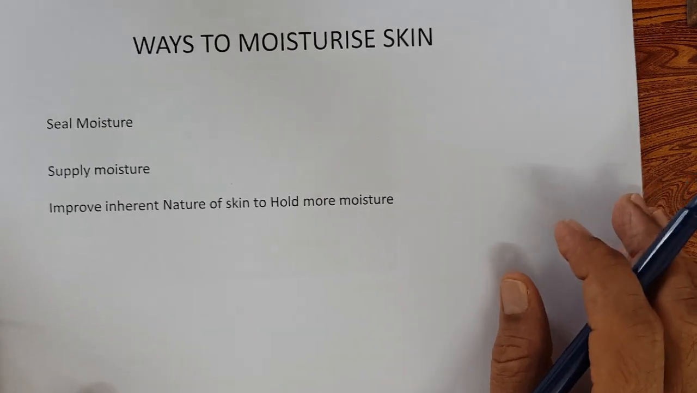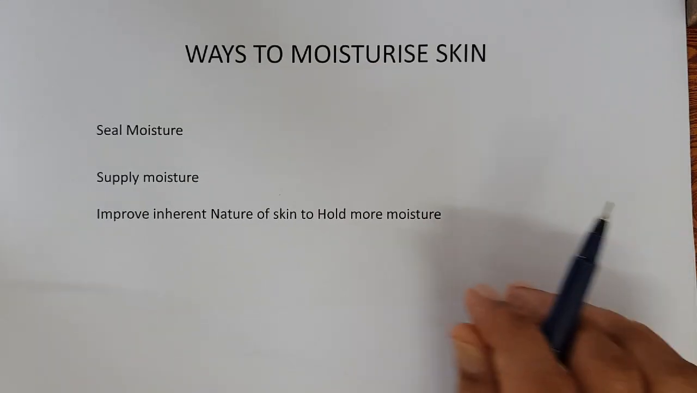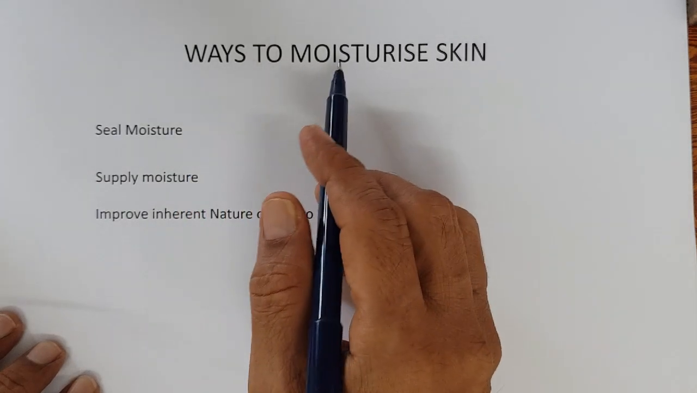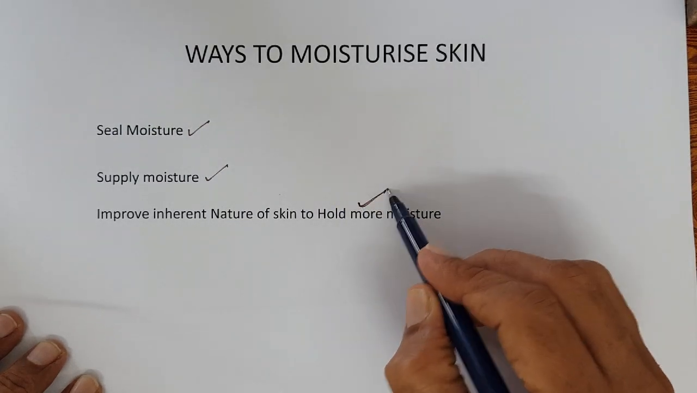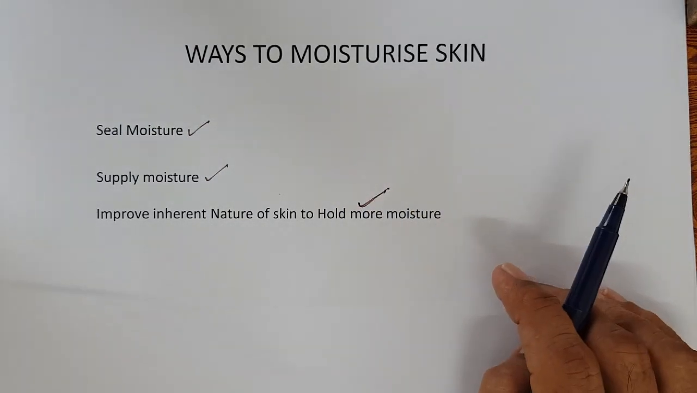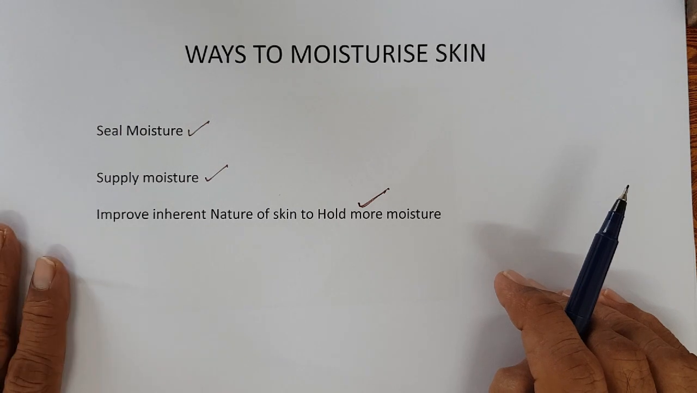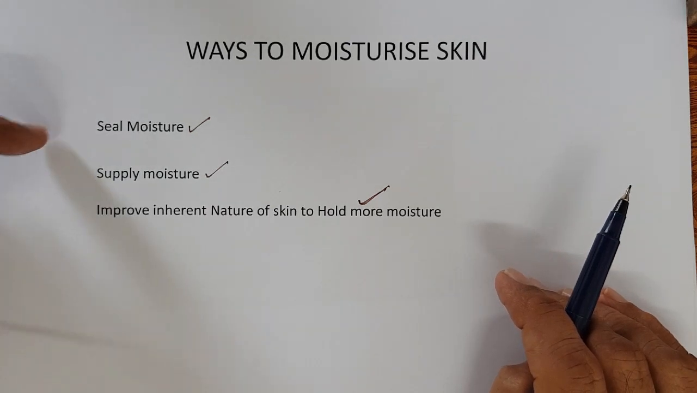When you see skin moisture, again we discussed in moisturization. I am revising again. Ways to moisturize the skin: seal moisture onto the skin, supply moisture to the skin, and improve the inherent nature of the skin to hold moisture. You have to remember this. In further discussions, we will be discussing these aspects.